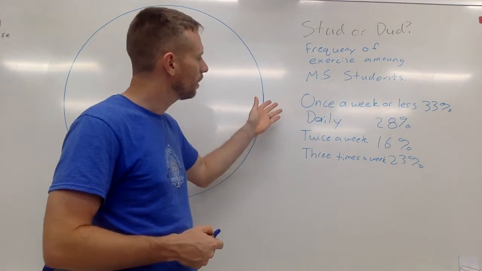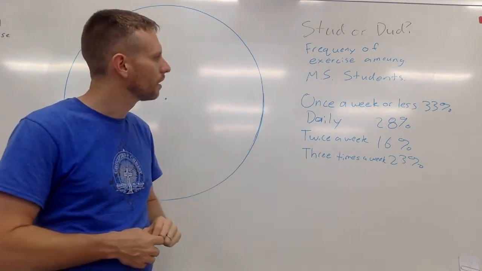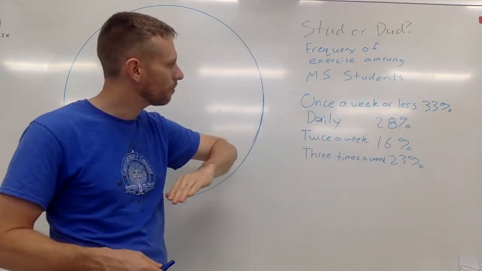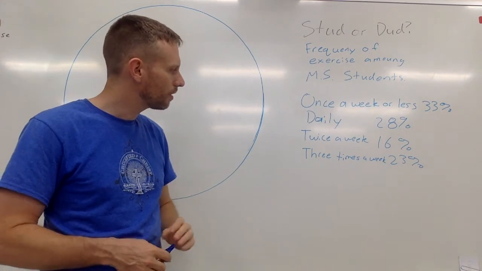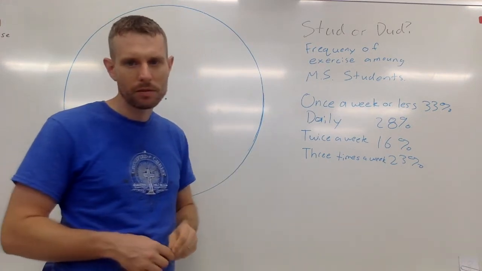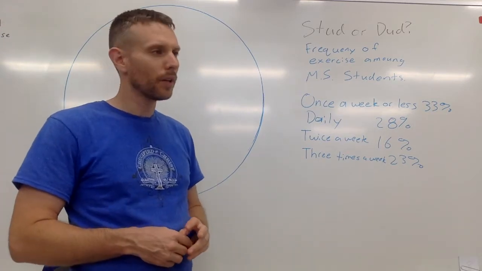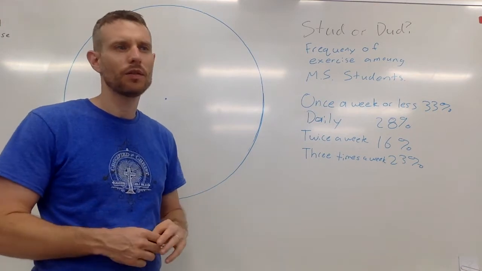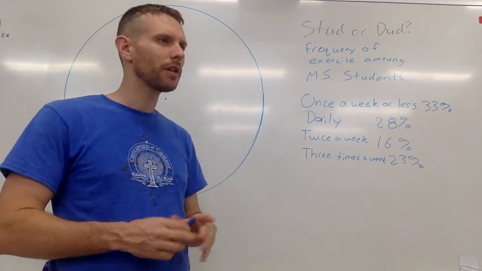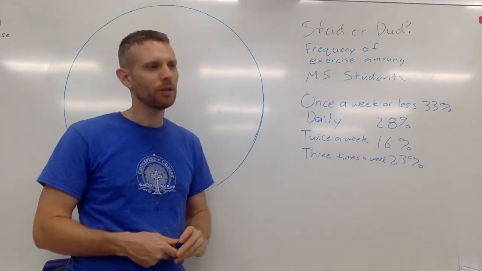So I interviewed 100 people, and that translates nicely into percentages. 33% exercise once a week or less, 28% daily, 16% twice a week, and 3 times a week is 23%. This data is in percentages, but it doesn't have to be. If you interviewed 37 people and got fractions, 5 over 37 in one category and 11 over 37 in another, you can still do it that way.